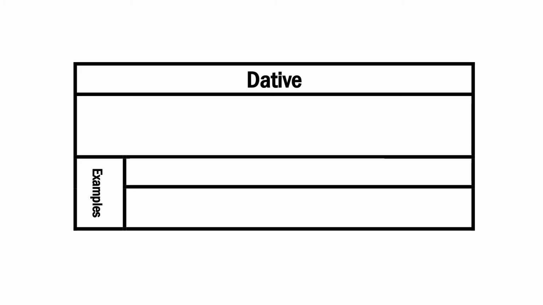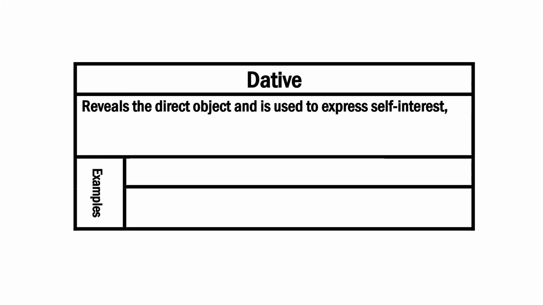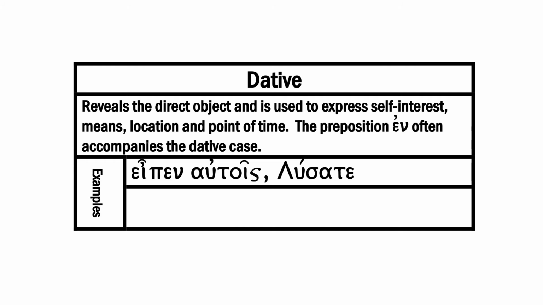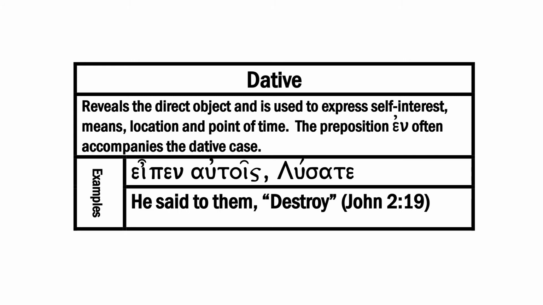Okay, let's talk about the dative. It reveals the indirect object and is used to express self-interest, means, location, and point of time. The preposition en often accompanies the dative case. Eipen autois, lysate, he said to them, destroy, John 2:19.